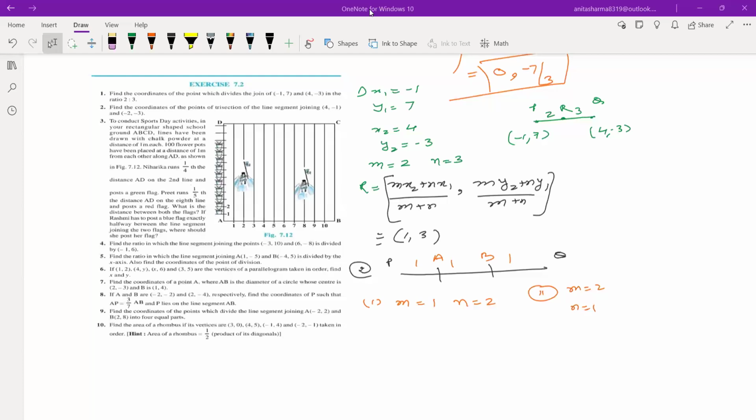Done, ma'am. Both the parts? Yes, ma'am. Ma'am, 1 minute. Okay, do it. Siddharth has given the answer (2, -5/3). Yes, Siddharth, I will explain, beta.